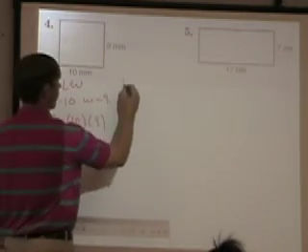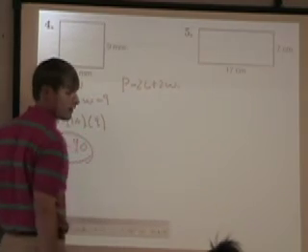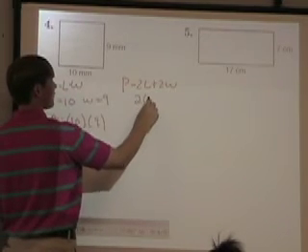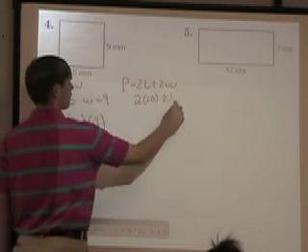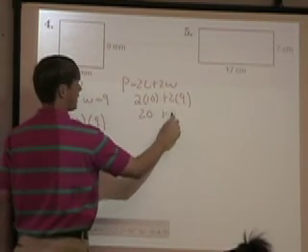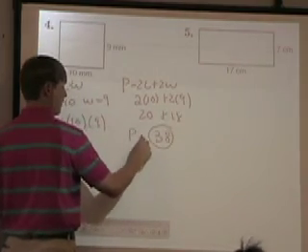Area. Okay, so now here we've got P equals 2L plus 2W. What's P stand for, LA? Perimeter. So I've got 2 times the length plus 2 times the width, which is 20, plus 18, which is 38. This is your perimeter.